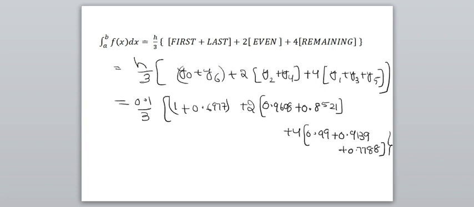While evaluating these terms, try to evaluate component-wise, because if you do it all at a time as per the BODMAS rule you may get a wrong answer. First evaluate component-wise, then multiply with 2 and 4, then multiply with 0.1, and finally divide the answer by 3. So the approximate value you will get is 0.5351. This is the way we have to use Simpson's one-third rule.